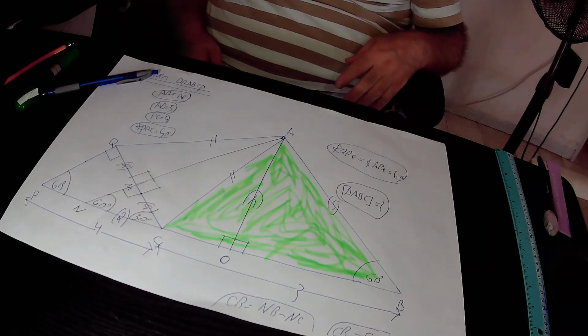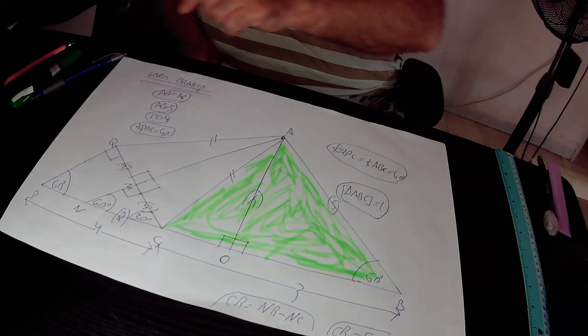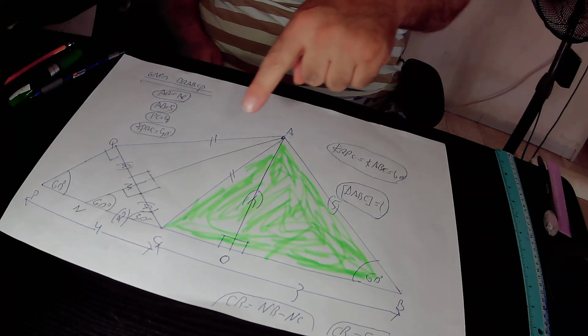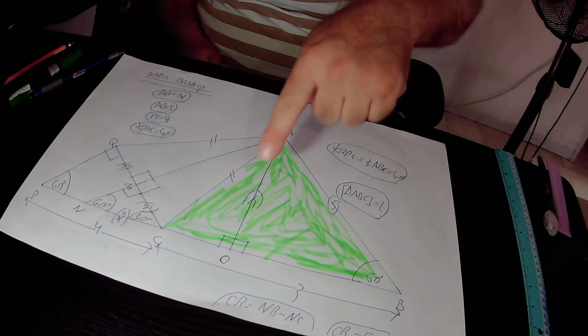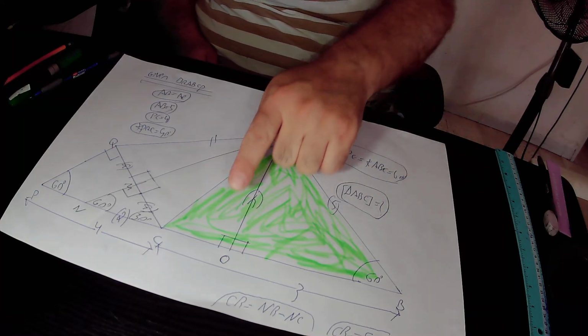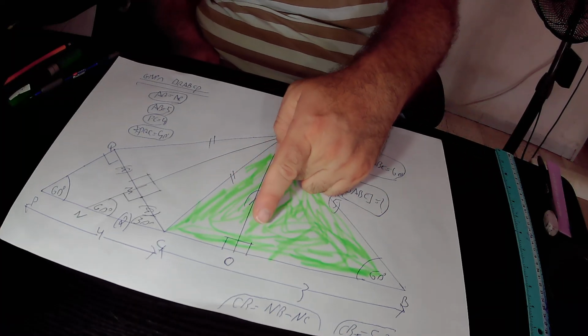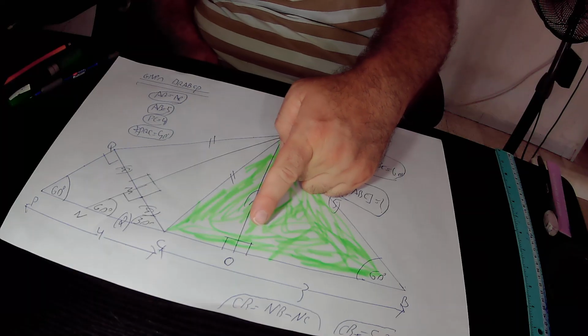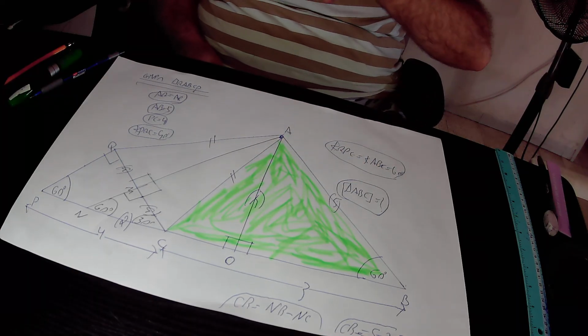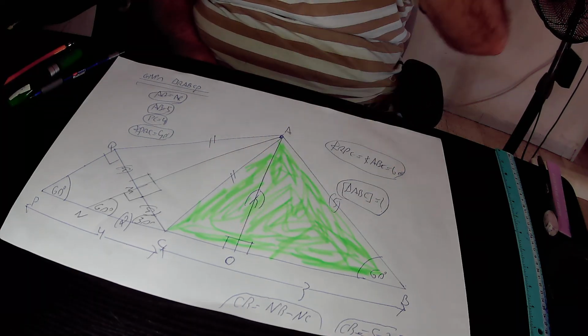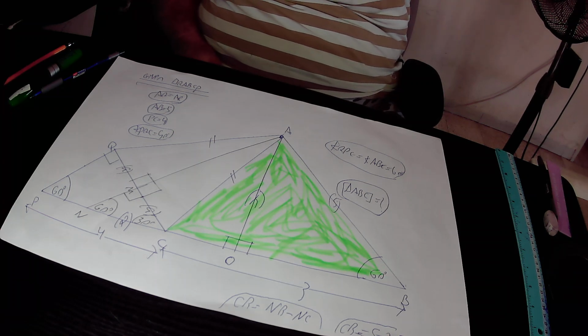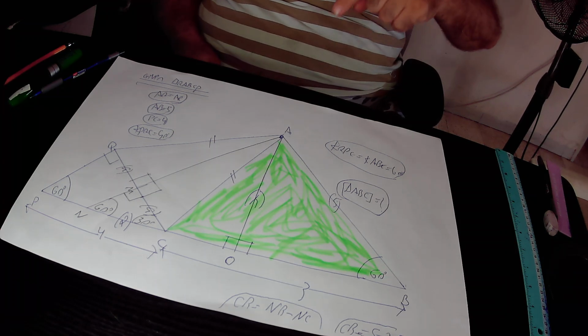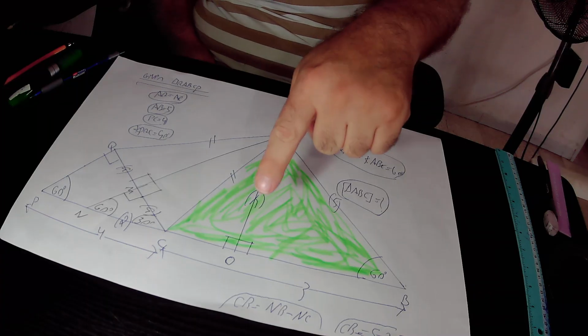In the next step, we did a construction. From point A, we draw a perpendicular on CB. So this angle equals 90 degrees, and this angle also equals 90 degrees according to our construction. We define the touching point of the perpendicular from point A and CB. This point is point O. And we define the length of AO as h.